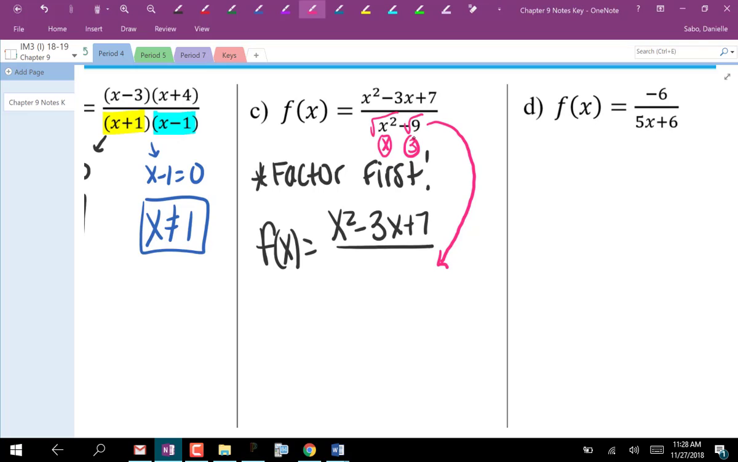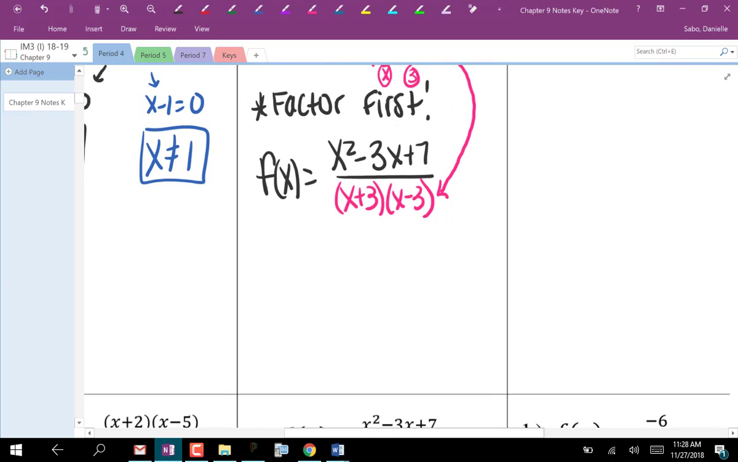We have x and we have 3. There's two groups. I'll show you. X plus 3. There we go. And x minus 3. Very good. Okay, so the reason why we had a factor is so that we can find our excluded values. If it's not factored, there's no way to find the excluded values.